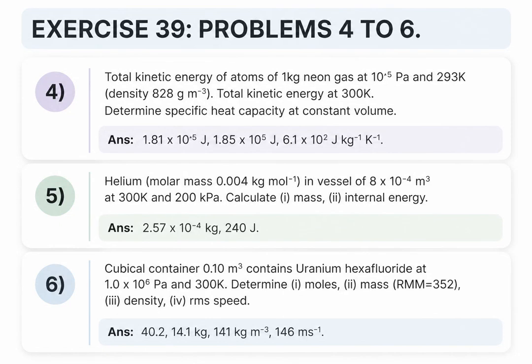Moving on to problems 4 through 6. Problem 4 introduces the concept of total kinetic energy and asks you to determine the specific heat capacity at constant volume by comparing the kinetic energy at 2 different temperatures. Problem 5 requires calculating the mass and internal energy of helium, reinforcing that internal energy for an ideal gas is solely its translational kinetic energy. Problem 6 is a comprehensive exercise using uranium hexafluoride, asking for moles, mass, density, and RMS speed, requiring you to synthesize several of the formulas we have derived.